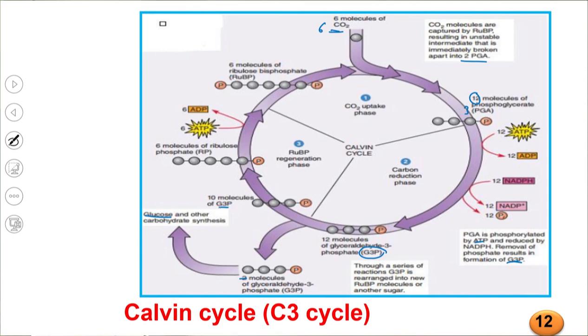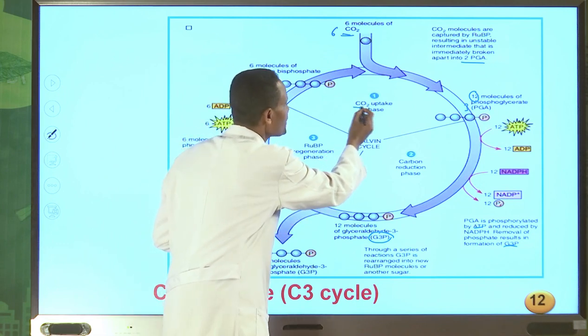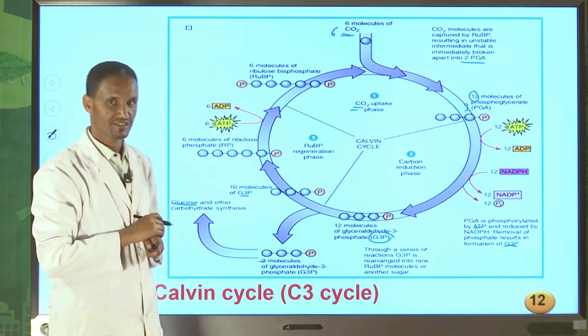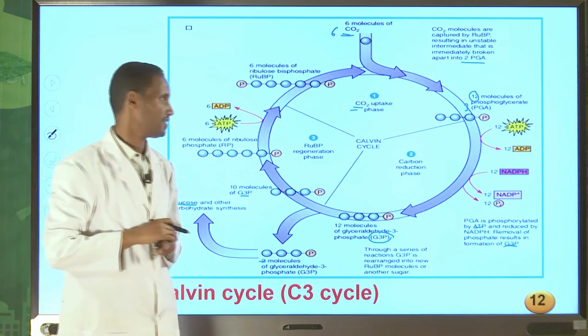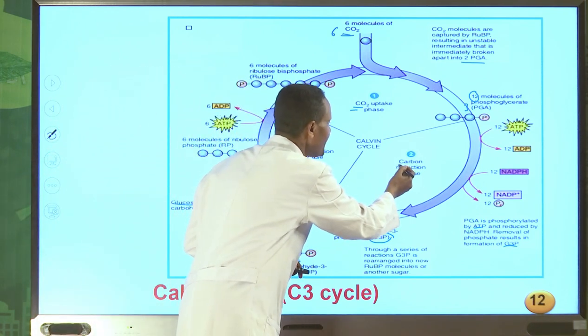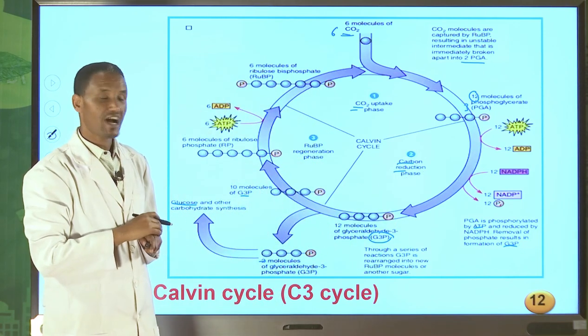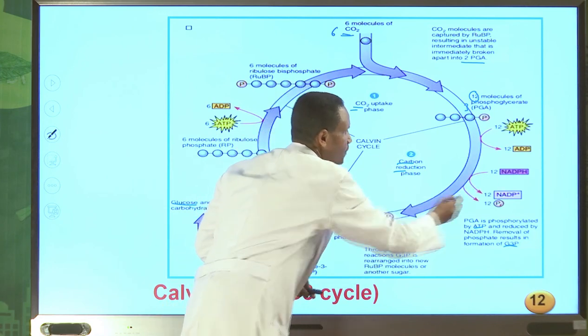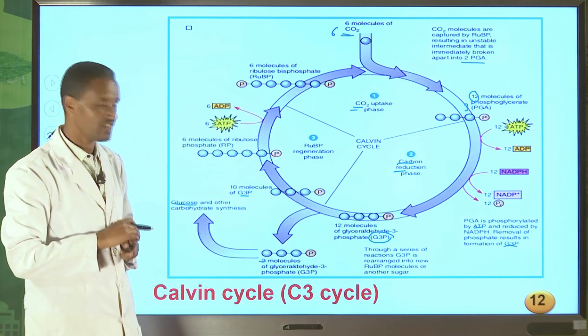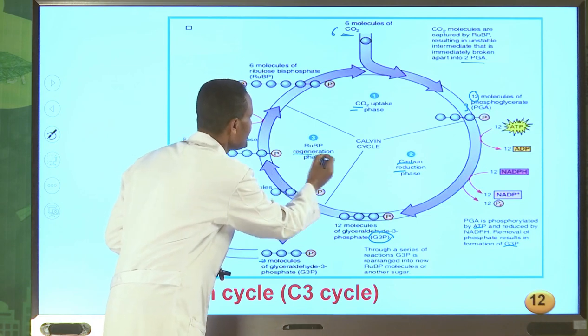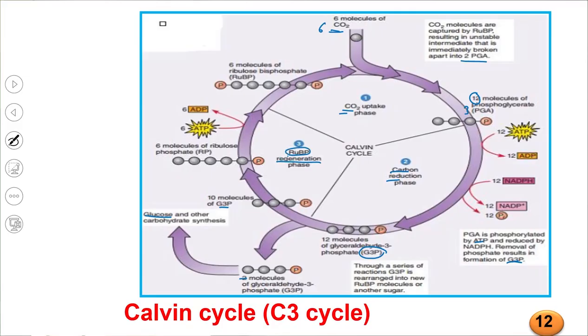Therefore, the 3 stages of the Calvin cycle are: the first is the carbon fixation or carbon uptake phase, when one molecule of carbon dioxide is accepted by ribulose bisphosphate. The second is the carbon reduction phase, the stage at which NADPH is converted into NADP positive and the compound is converted to glyceraldehyde 3-phosphate. The third is the regeneration phase, where ribulose bisphosphate, the acceptor of carbon dioxide, is regenerated.